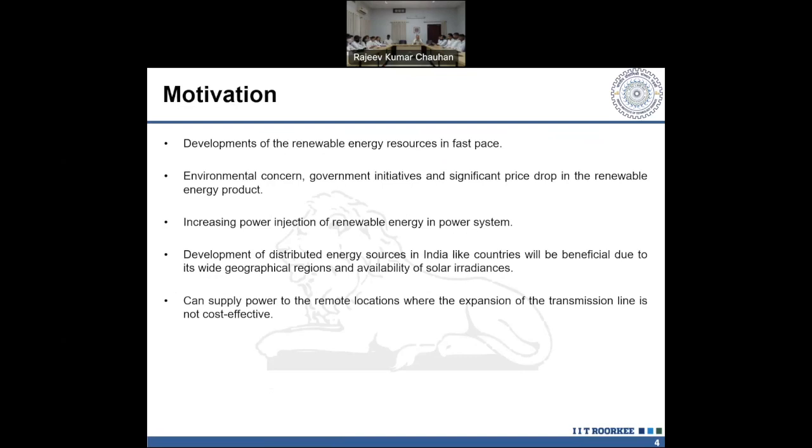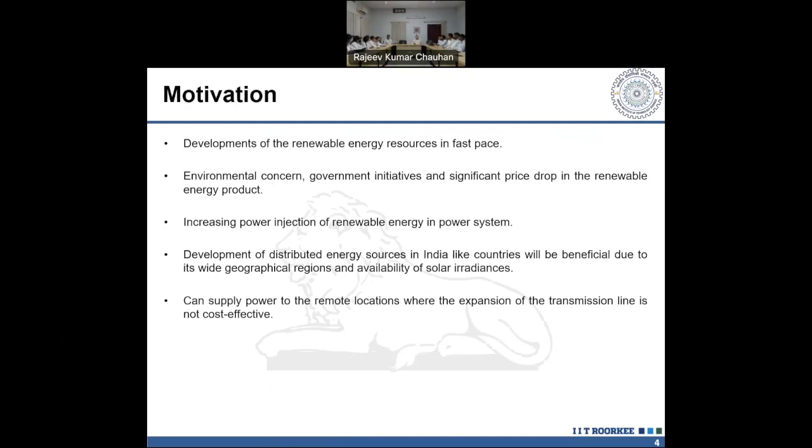Environmental concerns are being addressed, and there is a lot of pressure. International pressures are on everyone. Distributed energy resources have been developed. So previously, how were we using them? The question was where to connect these sources.